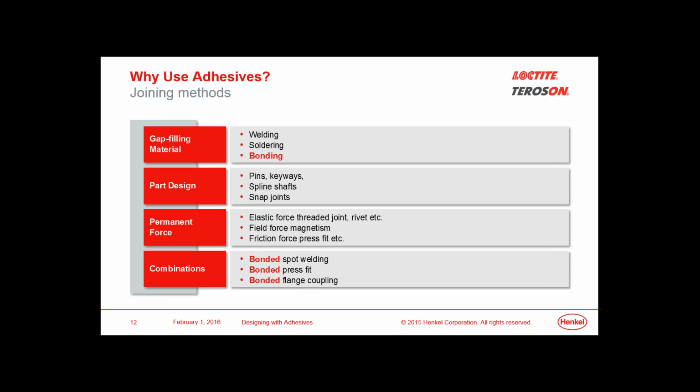So why would one use adhesives? There's a variety of joining methods available, from welding, soldering, and bonding, to designing your parts to create an assembly, whether you use pins or keyways or spline shafts to attach your parts. And then there are obviously other forces such as magnetism or threaded joints, press fits, etc., and also combinations. And adhesives are becoming more and more common as a joining method, whether used by themselves as a primary attachment method, or in combination with a press fit, a rivet, or a spot weld, etc. So they are becoming more and more popular.